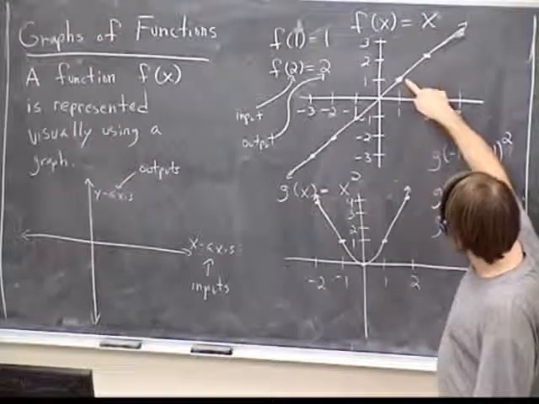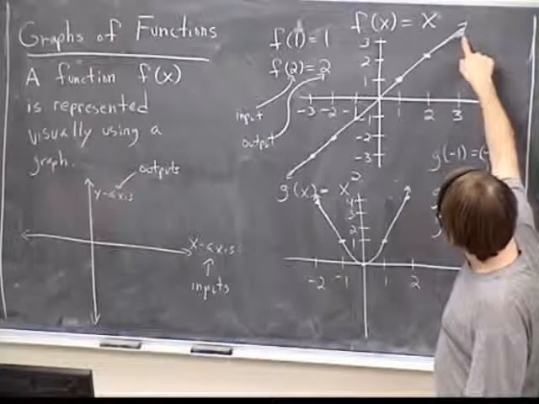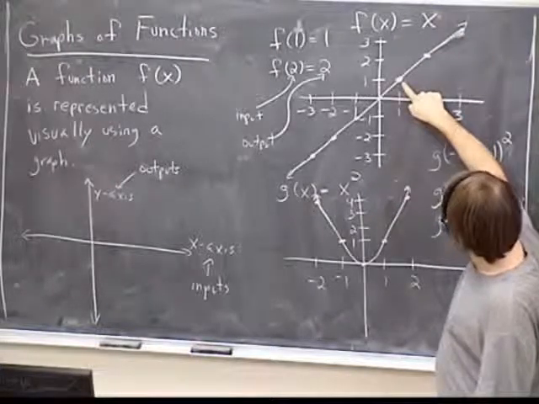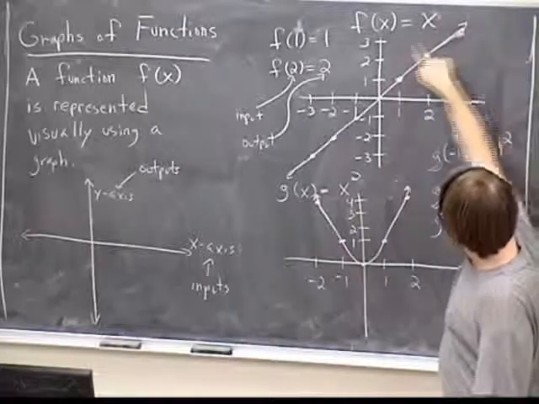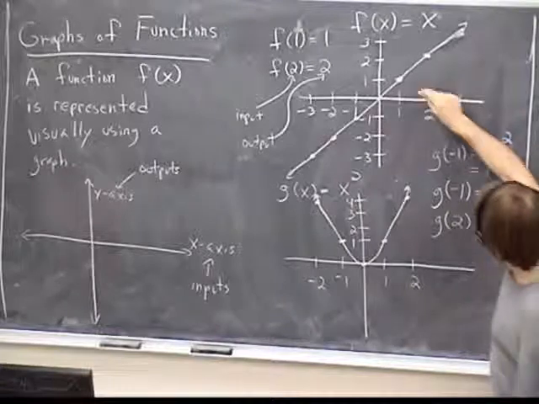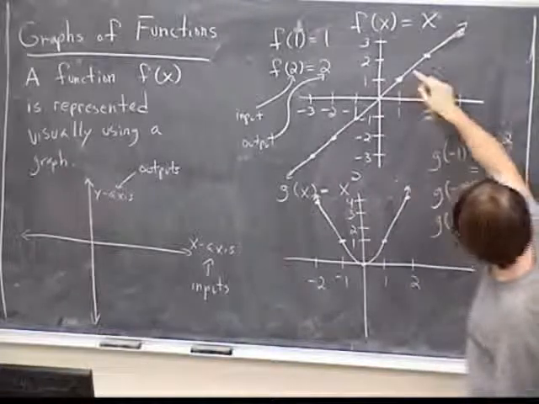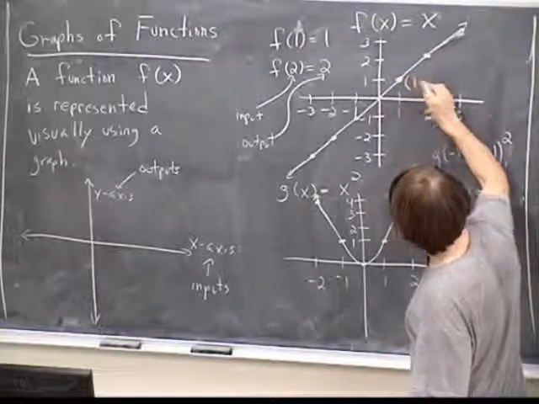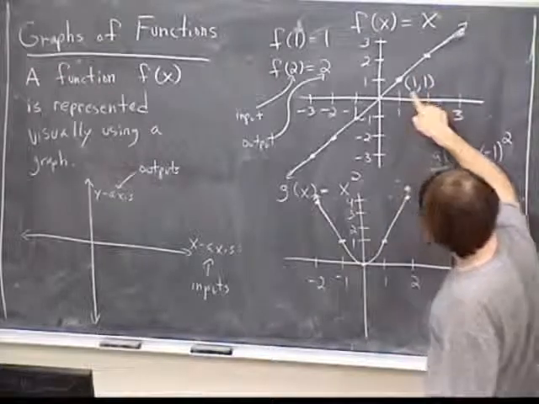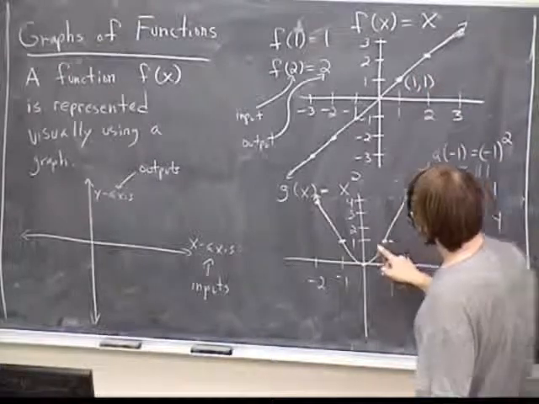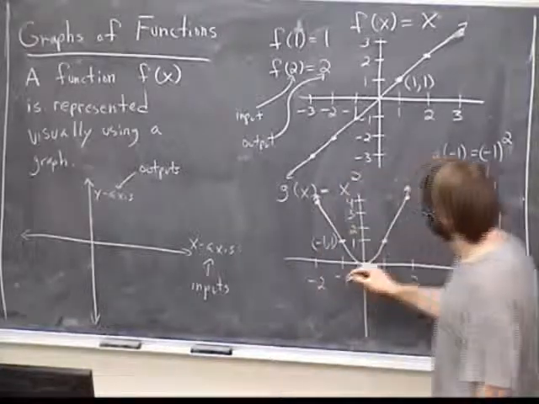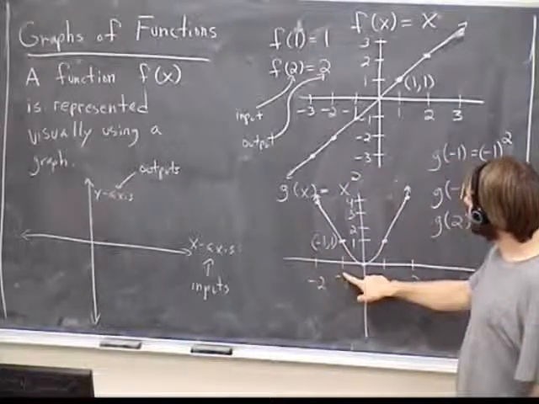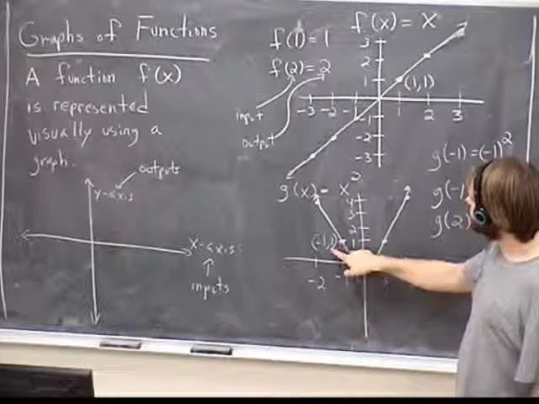So here, for example, I plotted these points. I plotted 1, 1, 2, 2. Here's 3, 3. Actually, let me write that down here. The way that you write a point on a graph is as the input, comma, the output. So down here, for example, we would write this as (-1, 1), because here our input is -1 and our output is 1.